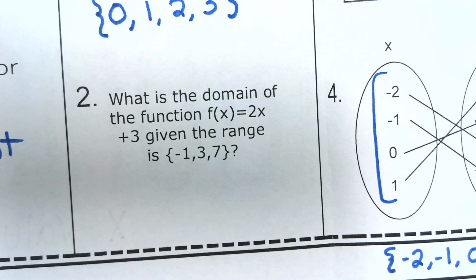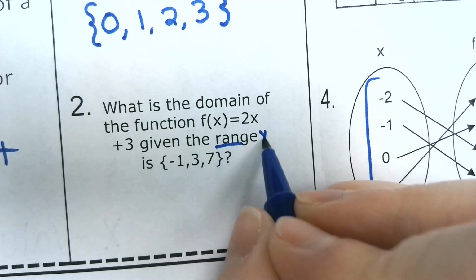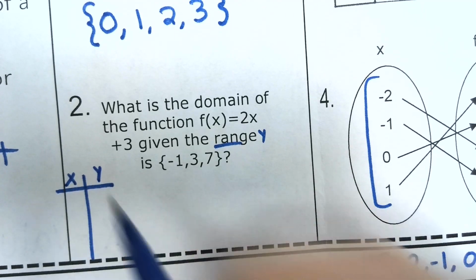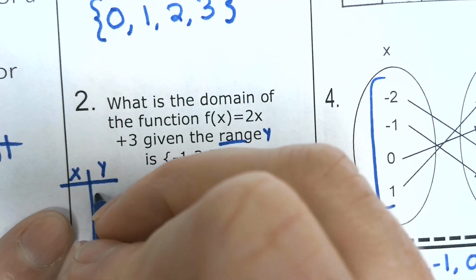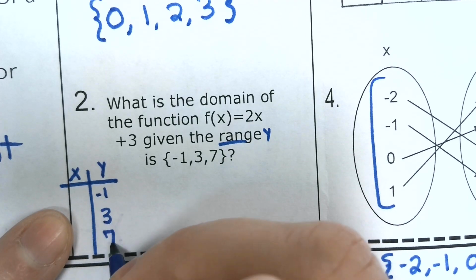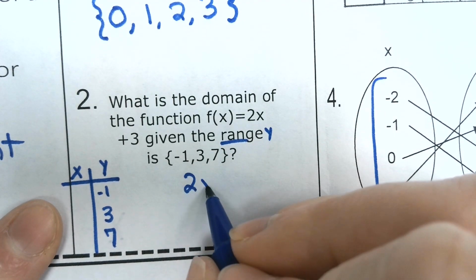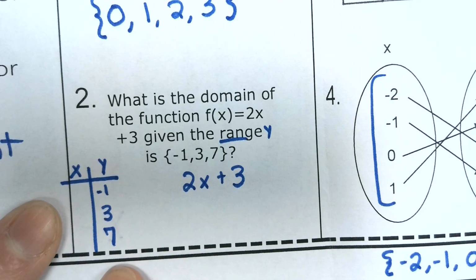All right, let's go to number 2. It says, what is the domain of the function f of x equals 2x plus 3, given the range is -1, 3, and 7? So range is y, right? So let's make a table. x and y. We have -1, 3, and 7 on the y side because that's our range. We want to know what the x side is. So it's like 2x plus 3. We're going to plug in different numbers to get these values.